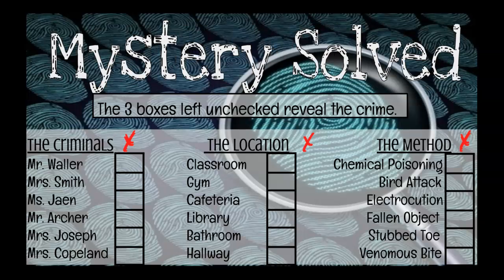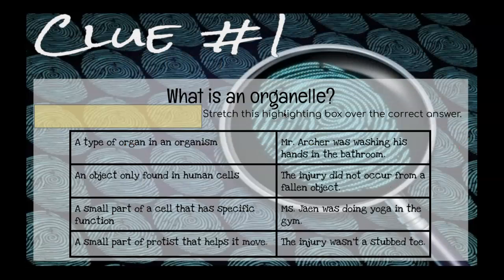So you'll see here, it says the 3 boxes left unchecked will reveal the crime. So we have all these little X's here. We'll drag them occasionally down into the boxes as we read. Same for location and same for method. So our criminals could be Mr. Waller, Miss Smith, Miss Jane, Mr. Archer, myself, or Miss Copeland. The location can either be in the classroom, the gym, the cafeteria, the library, the bathroom, or the hallway. And the method could be chemical poisoning, bird attack, electrocution, fallen object, stub toe, or venomous bite. So let's figure out how to do this.